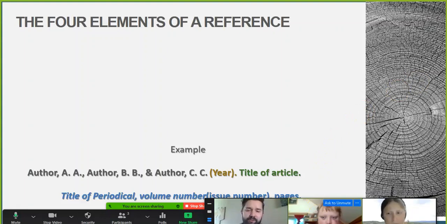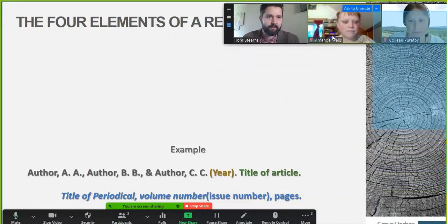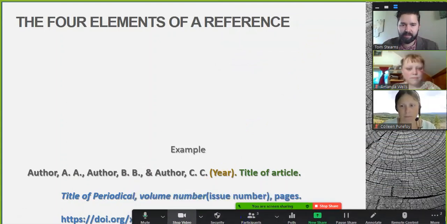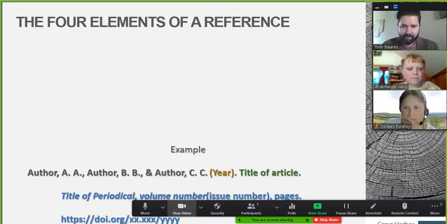There are 4 elements to a reference, and let me rearrange some of this so that you can see everything at the bottom of the screen here. This Zoom thing is in the way.